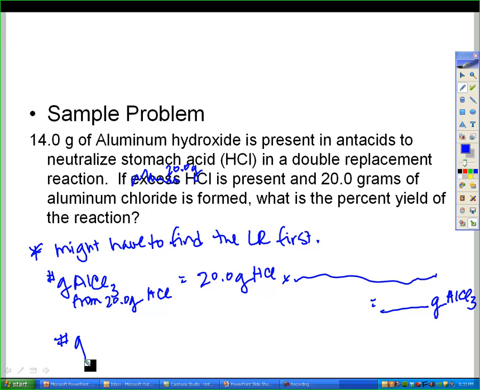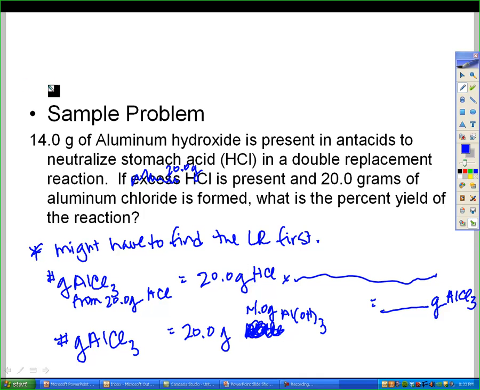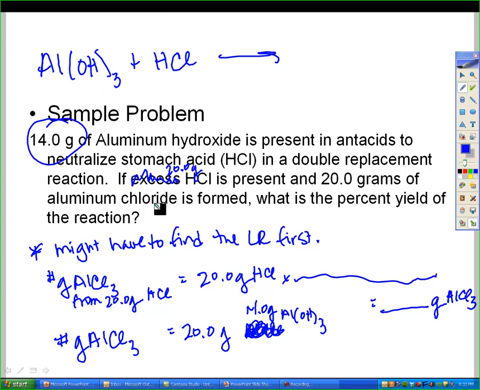And you'd have to do that same thing from the 14 grams of aluminum hydroxide. Oops, I'm sorry, I misspoke there. So in other words, instead of saying in our problem that I have a certain amount of this and excess HCl, which automatically tells me that aluminum hydroxide is my limiting reactant, and I go with this mass.